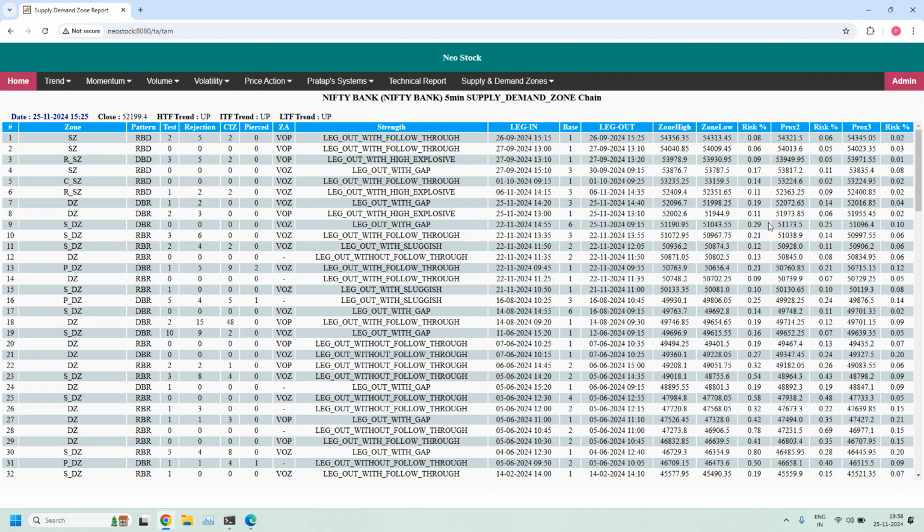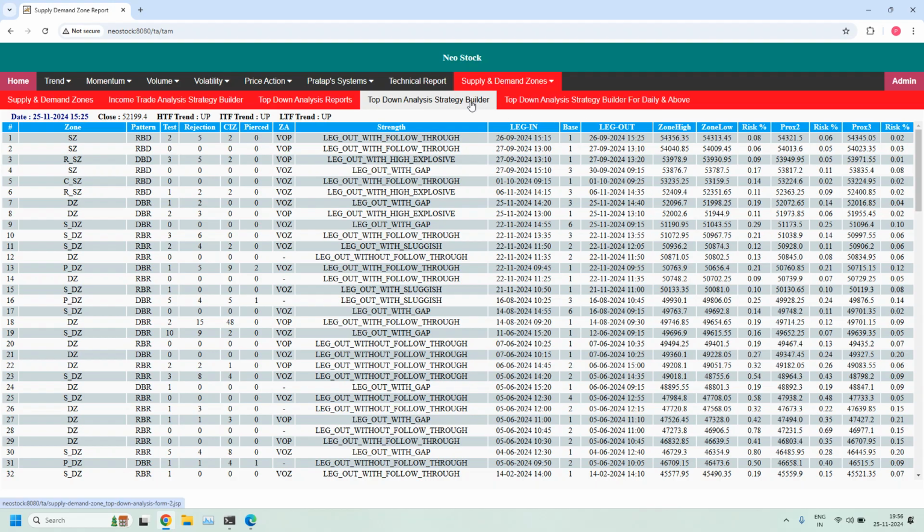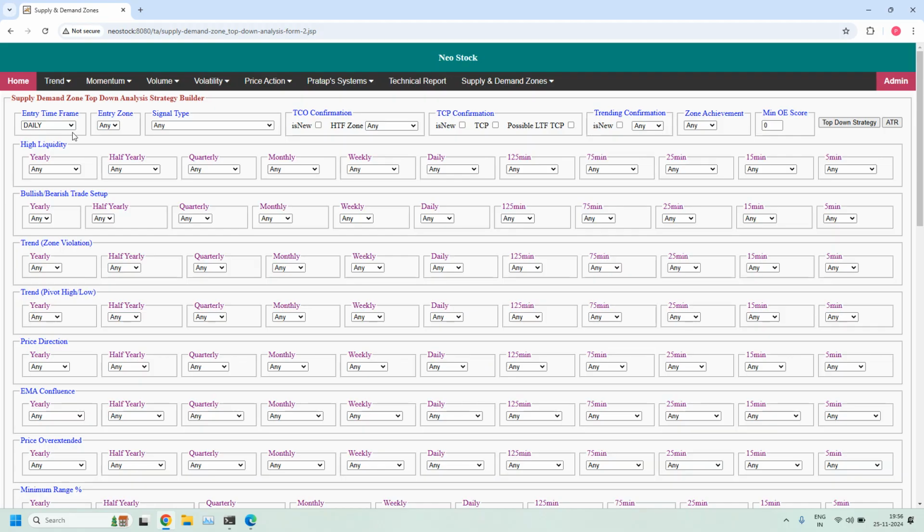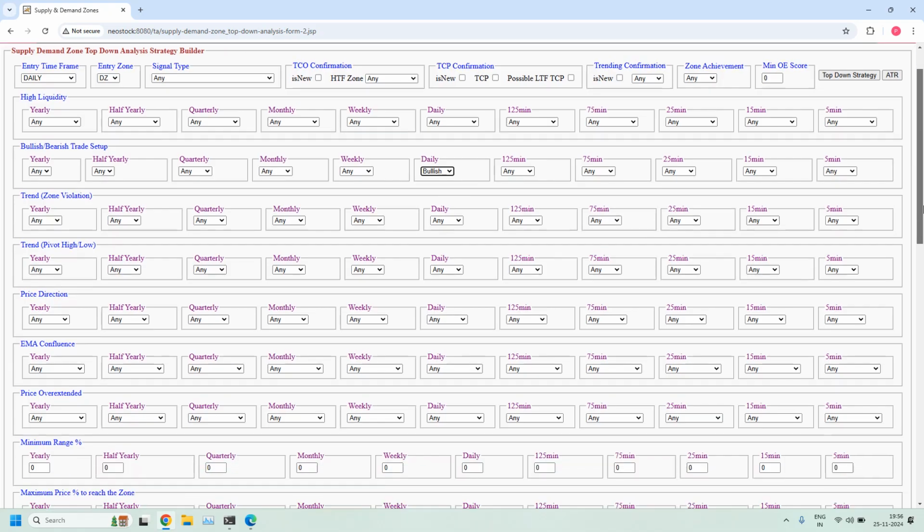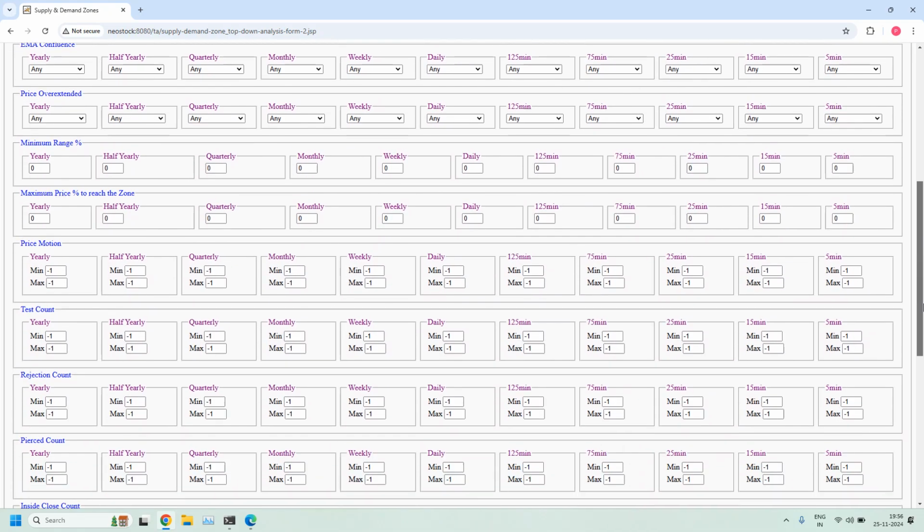Next, let us generate bullish and bearish trade setups for monthly, weekly and daily income trades. Monthly income trade bullish trade setup, entry time frame daily, entry zone demand zone. In bullish or bearish trade setup, daily I am selecting bullish. This daily demand zone should not be pierced.